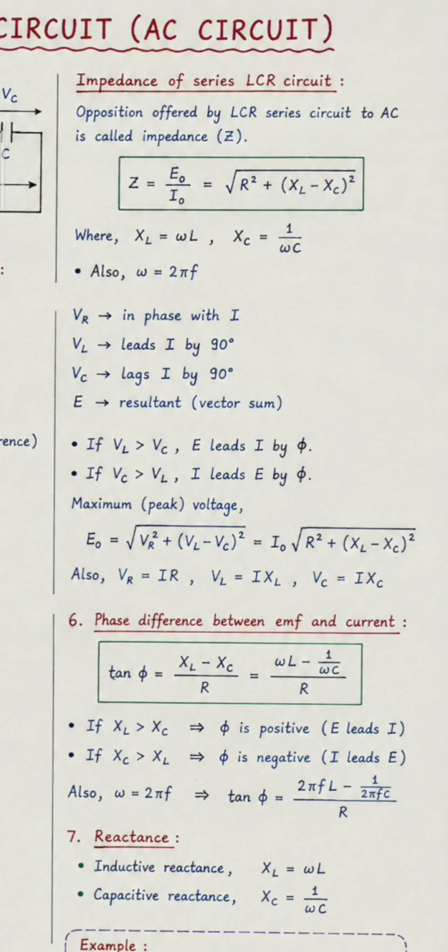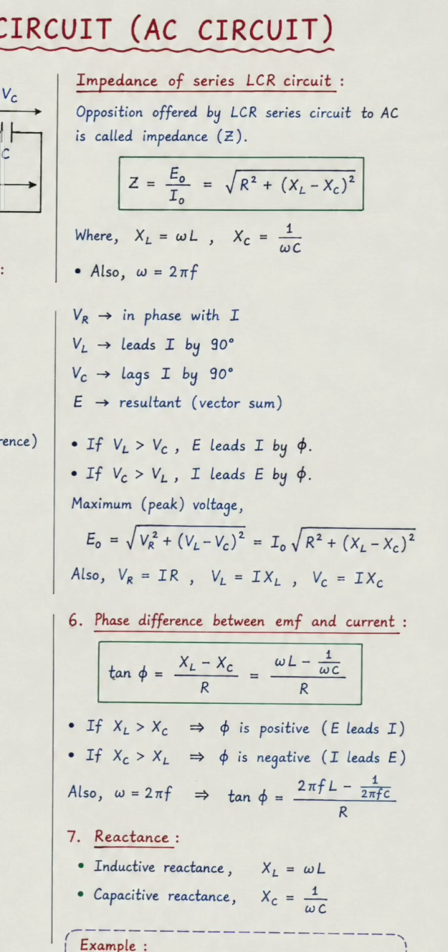E is the resultant. If VL is greater than VC, then E leads the current by the phase difference. If VC is greater than VL, then the current leads the voltage. And the maximum peak value of voltage, E naught, is equal to the root of VR square plus VL minus VC square, which is equal to I naught into the root of R square plus XL minus XC whole square.